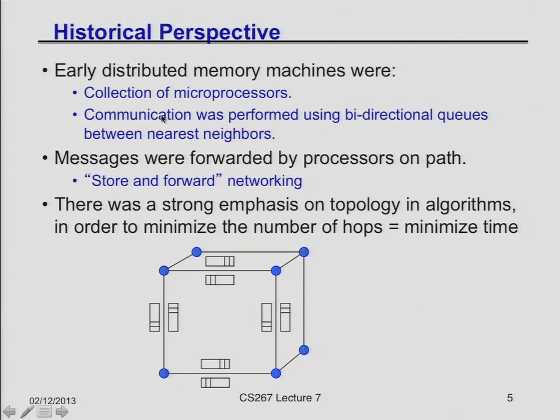Okay, so here is historically how these things were built. They were just a collection of off-the-shelf microprocessors connected with nearest neighbors using queues. So here I have a simple picture of 8 processors colored in blue. Each one is connected to its 3 nearest neighbors in the corner of a cube. And each of these connections is basically a wire that goes in both directions. And each wire implements a queue.